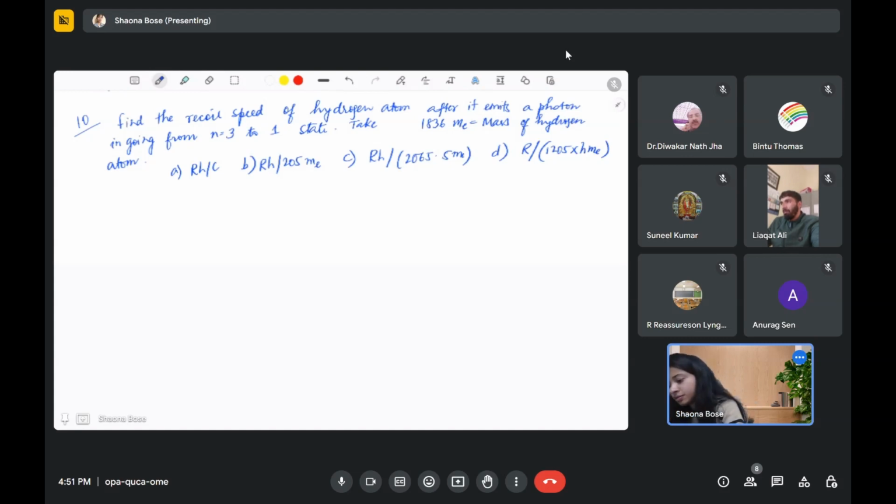Okay, so this is a problem similar to the hydrogen atom problems that we've solved, where the electron undergoes a transition from the n is equal to 3 to the n is equal to 1 state. So we are going to use that same energy value, but here they want the recoil speed. So we just have to equate this with some v, the velocity. That's it, nothing else.